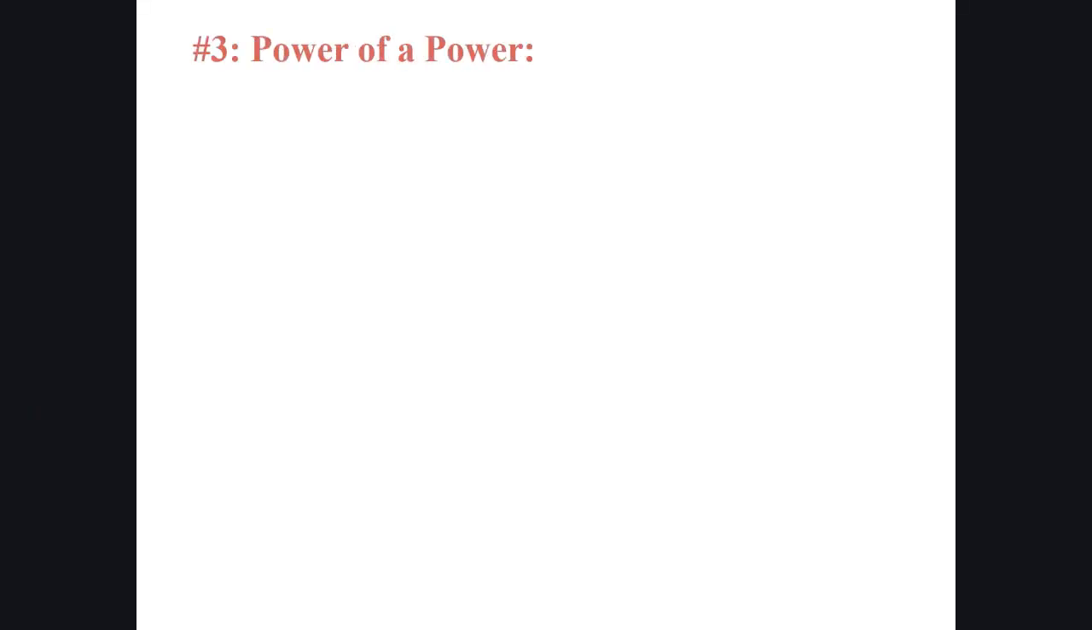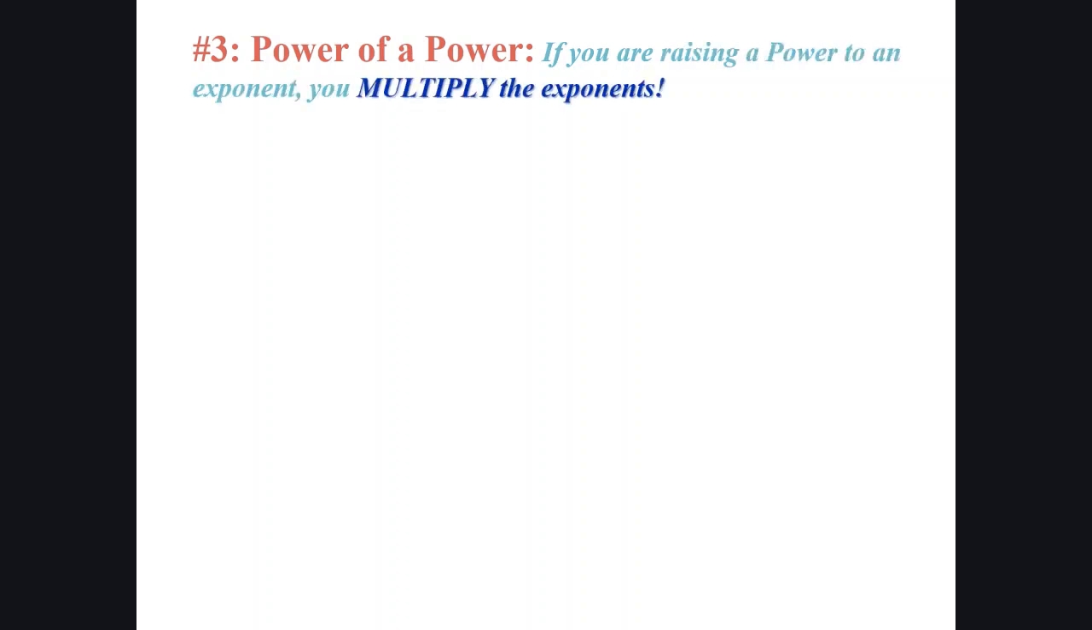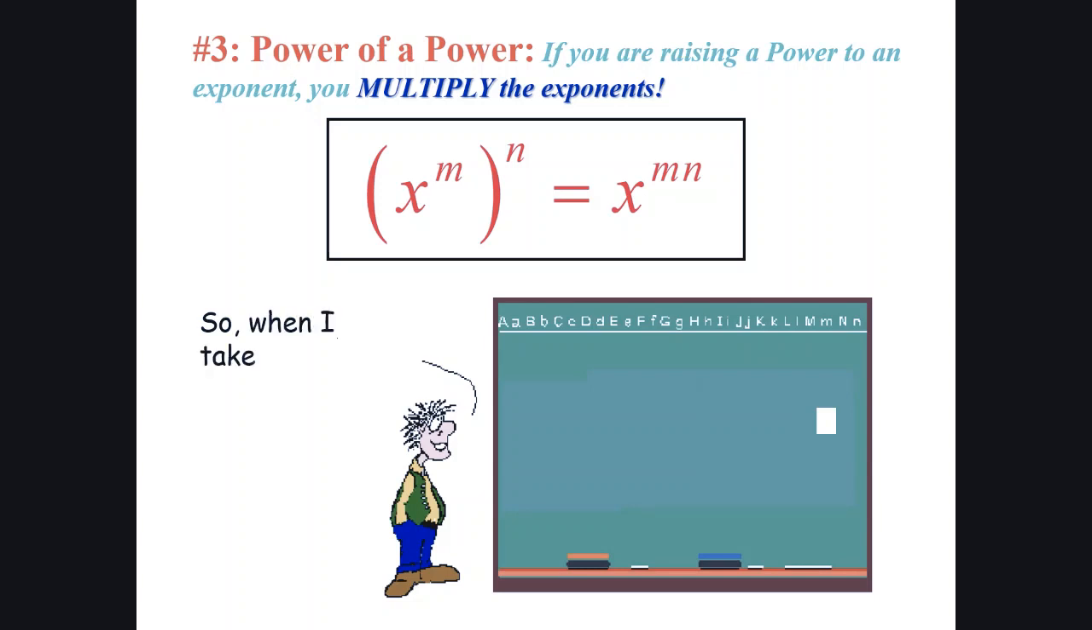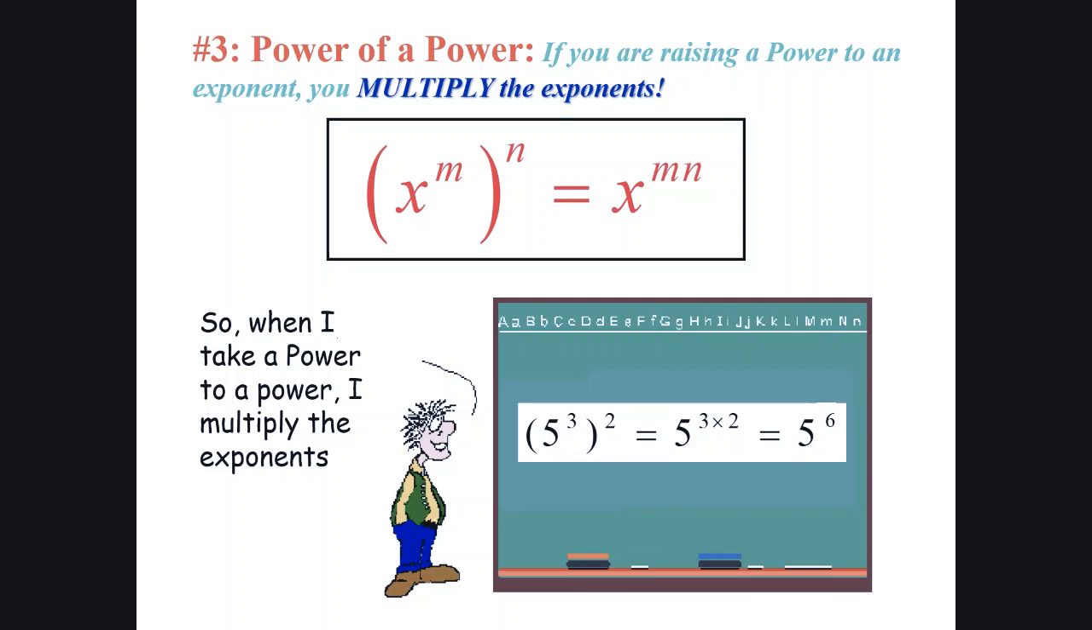So the next rule is power of a power. If you are raising a power to an exponent, you multiply the exponents. So x to the m, in parentheses, to the n power equals x to the m times n. In these cases, you will see parentheses. So a quick example, 5 to the 3rd power in parentheses to the 2nd power equals 5 to the 3 times 2, in other words, 5 to the 6th power.